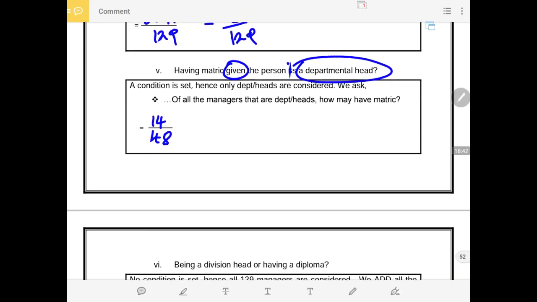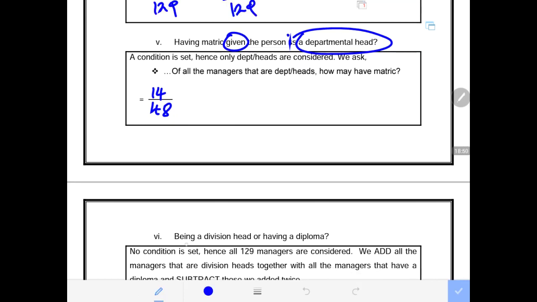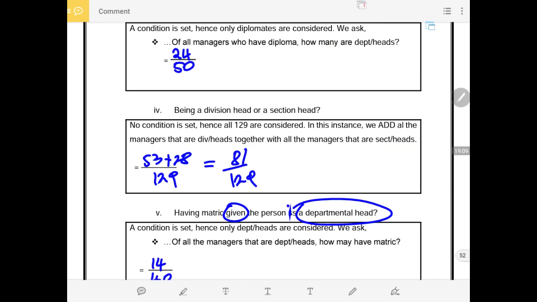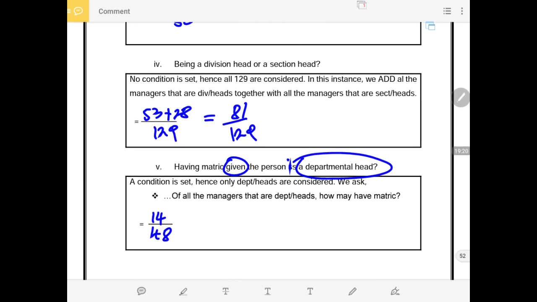Then we go to Roman figure 6. What is the probability of the person being selected at random, being a division head or having a diploma? Being a division head, then we go to the division head, and I think there will be the point of intersection here. Being a division head, it is 28. We can see that.